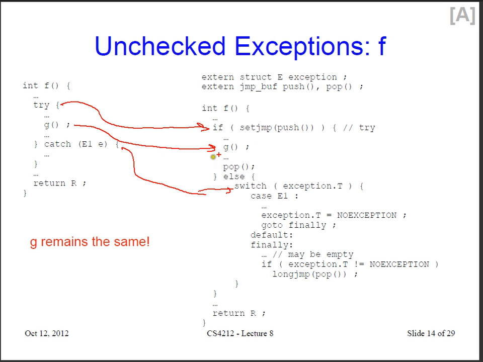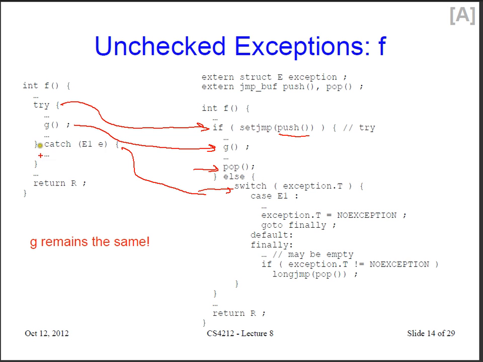So let's see how this works. g is called. If no exception is thrown, we have made it up to this point. It means that the state that we have saved is not needed anymore. So we perform a pop to just discard the record, the buffer on the stack that was added by this push. There's no need for it anymore.